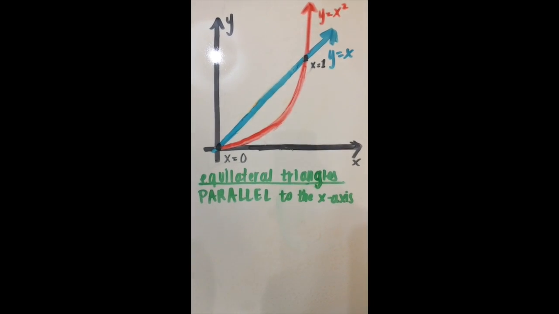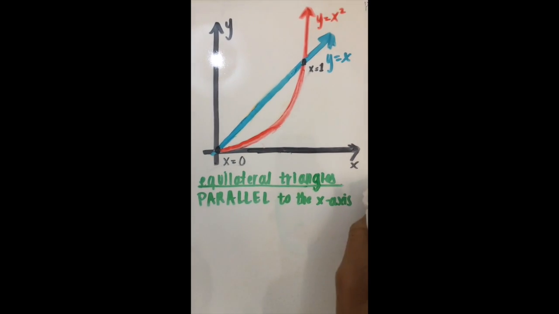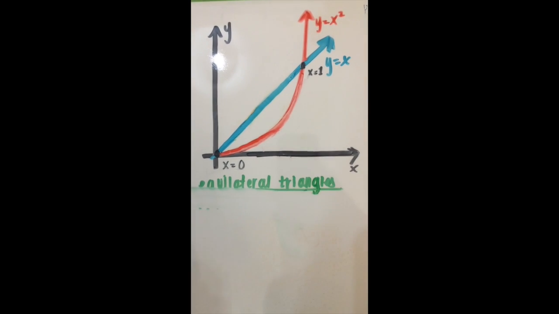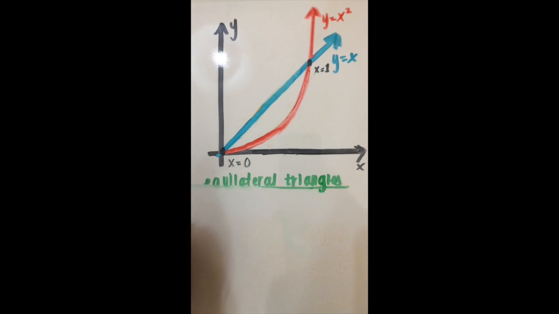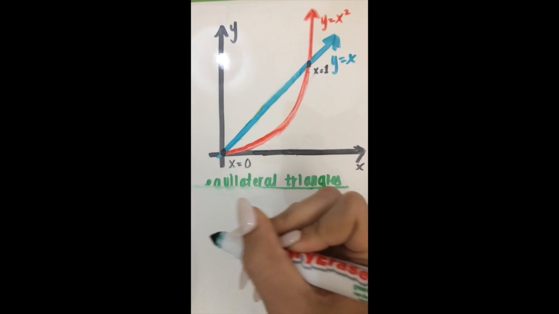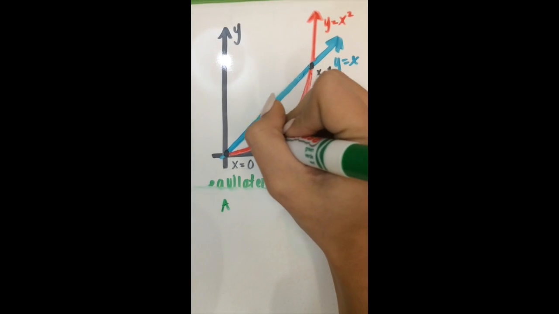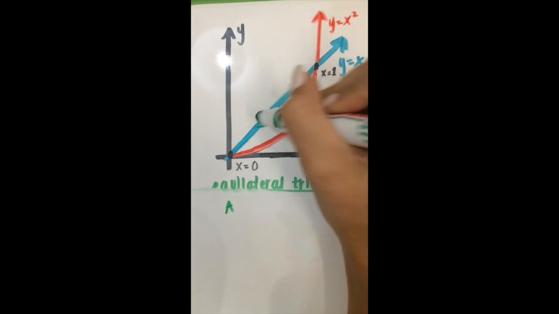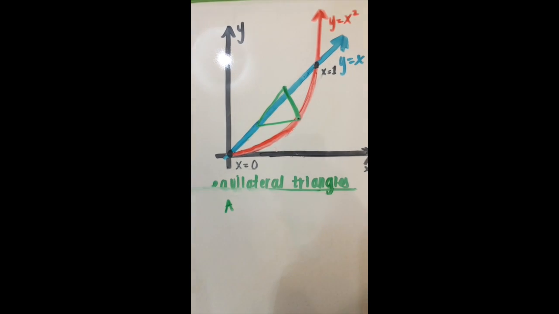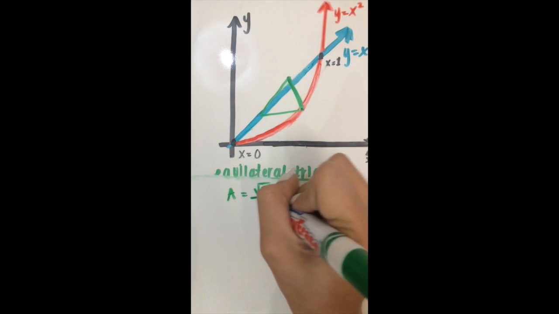This time, the area between the two curves will still represent the base of the solid, but the cross-sections will be equilateral triangles parallel to the x-axis. To find the side of the triangle parallel to the x-axis, you must rewrite the equations in terms of y. Therefore, your equations will be x equals y and x equals square root of y. So therefore, one side of a triangle will be the square root of y, the furthest graph, minus y, the closest graph.